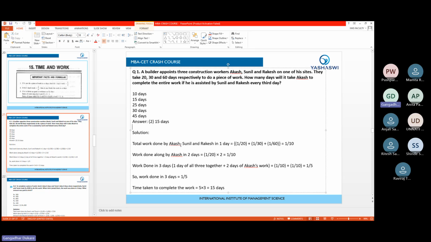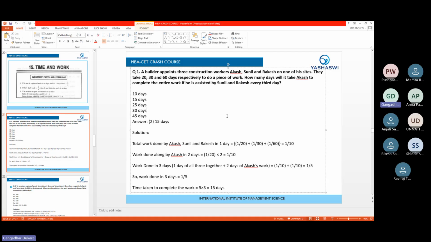Total work done by all three persons, Akash, Sunil, and Rakesh, in one day comes to 1 by 20, 1 by 30, and 1 by 60. Okay, we are writing this in terms of the number of days, like A equal to 1 by n. Keep in mind simply that in case of work, we write it in the form of 1 upon n, where n is the days required.